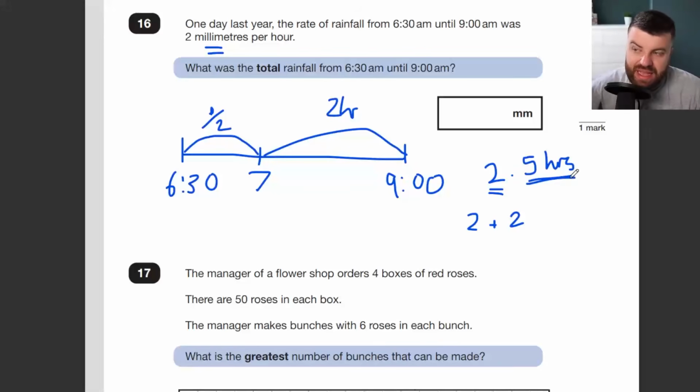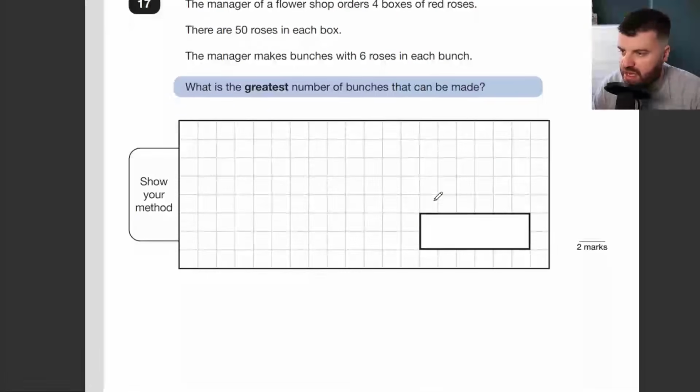How much rainfall would there be in half an hour? Well, 2 millimeters for a whole hour, so half of that is 1. So we have 2 plus 2 plus 1. That is 5 millimeters of rain in that time.